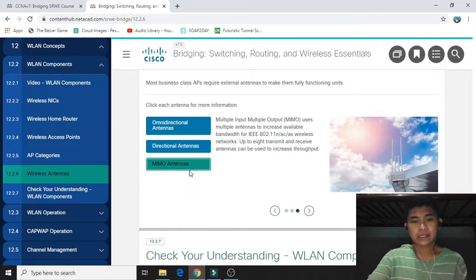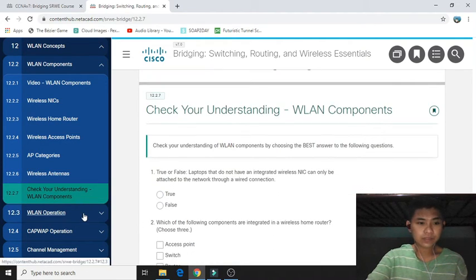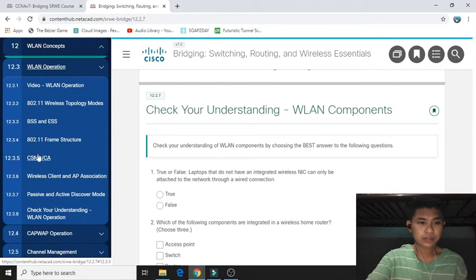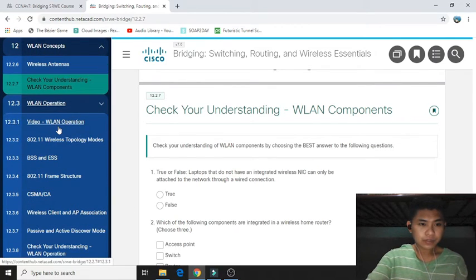MIMO antennas, which stands for multiple input, multiple output, use multiple antennas to increase available bandwidth for IEEE 802.11n, AC, or AX wireless networks. Up to 8 transmit and receive antennas can be used to increase throughput. Next, we go to 12.3, the WLAN operation. We go faster here. Yes.